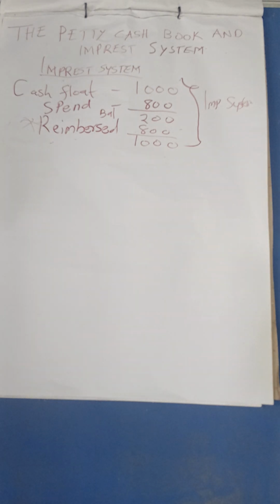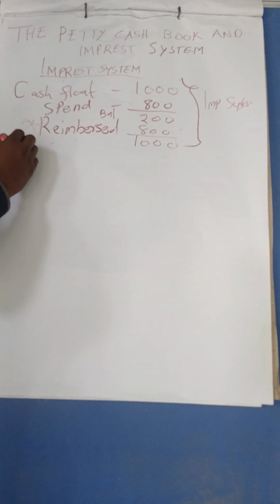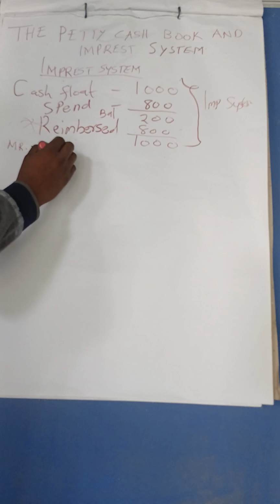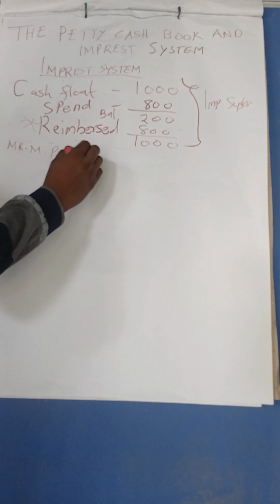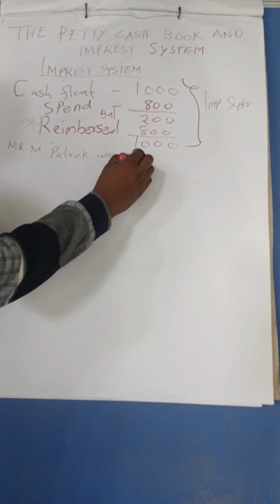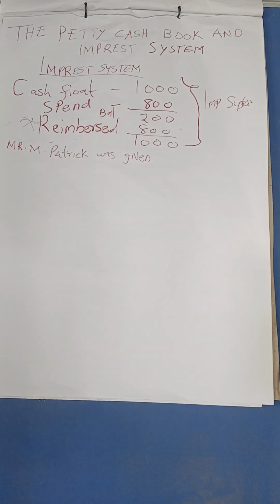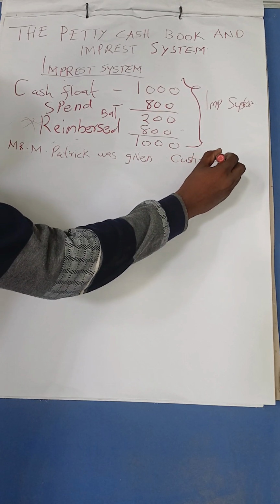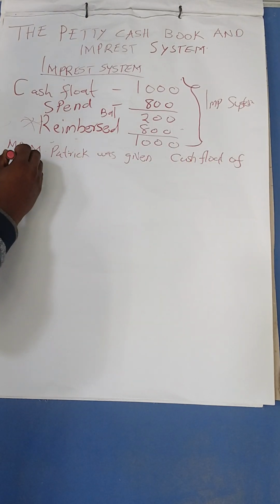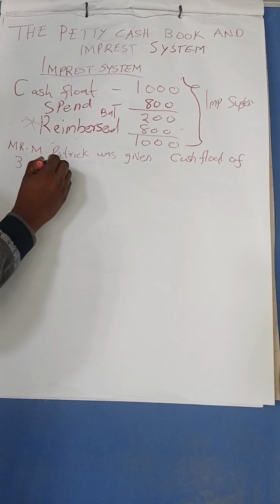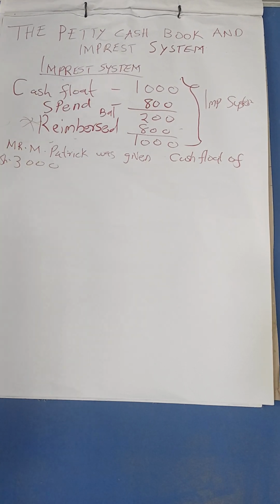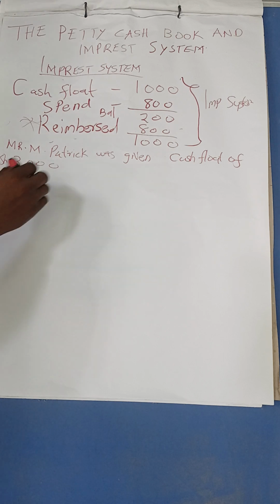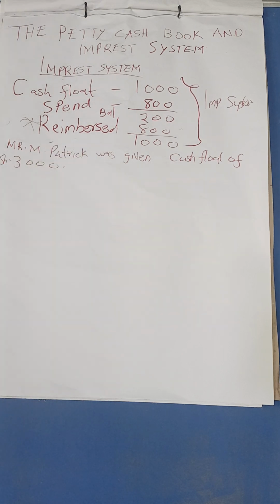We have a petty cashier by the name Mr. M. Patrick. Mr. M. Patrick was given a cash float by the senior cashier, a cash float of, let's say, 3,000 shillings to cater for the petty transactions in the business.